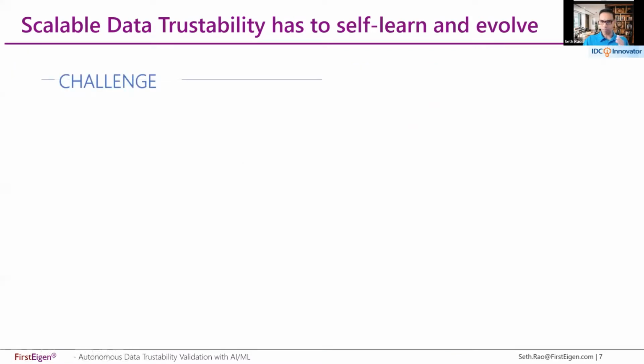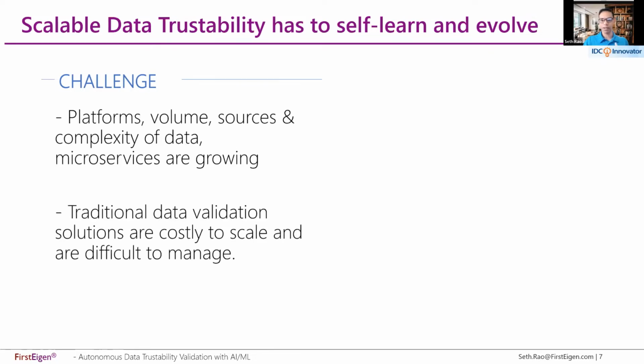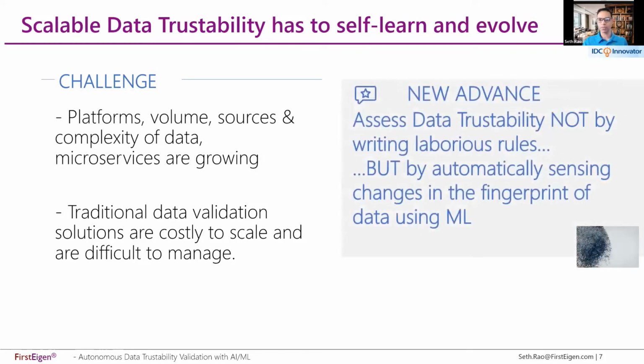So there are multiple challenges that the users face, and we have seen the need for more trustable data grow literally exponentially in the last few years. And the traditional approaches to validating the data are extremely costly. So our approach is a completely new approach. You don't assess the trustability of data by writing rules and saying if the data looks like this, then it is trustable. If the data looks like that, it is not trustable, and so on. But by automatically sensing the changes in the fingerprint of the data using machine learning.